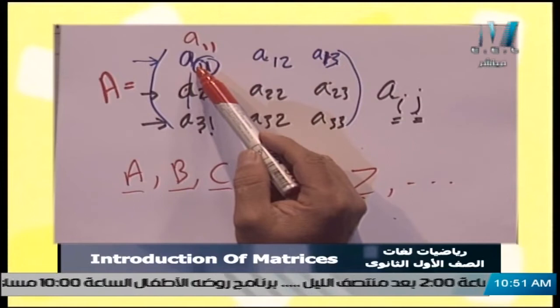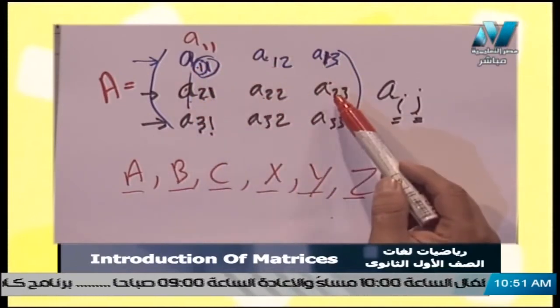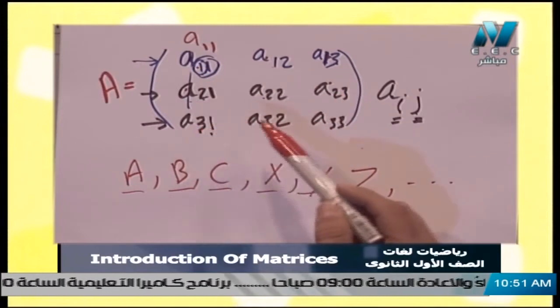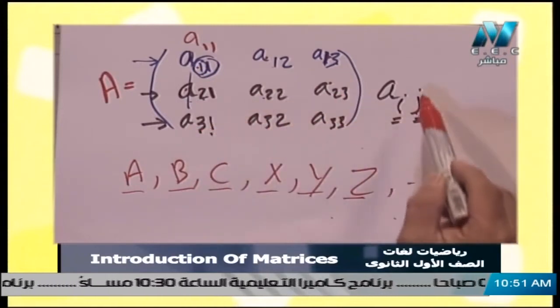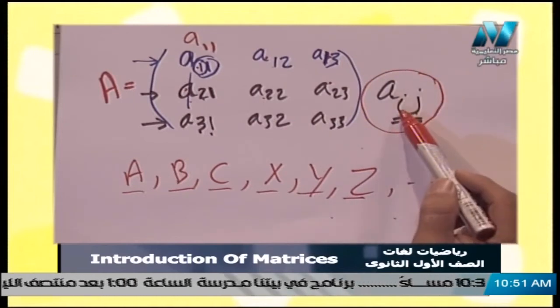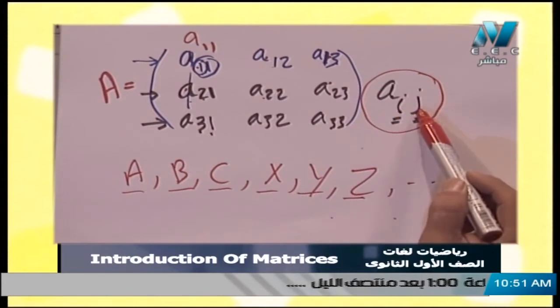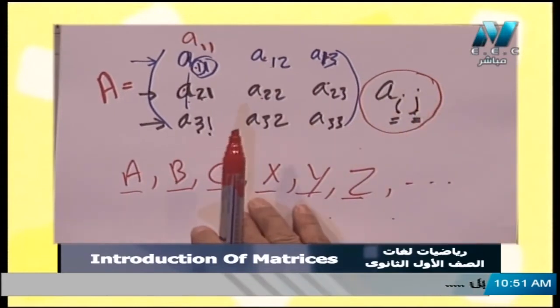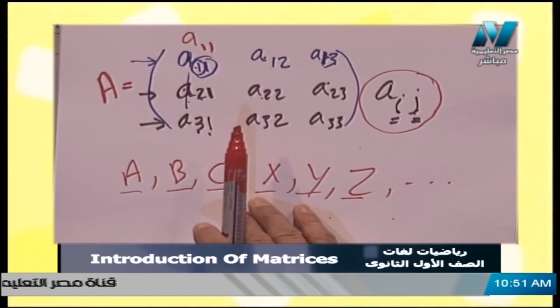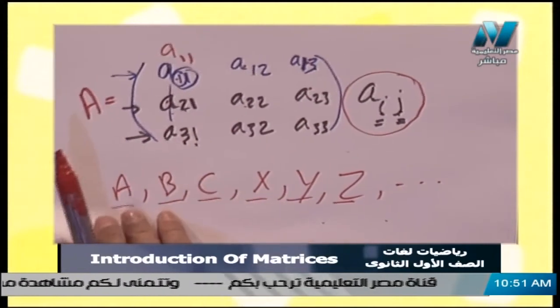This is A11, A12, A13, A21, A22, A23, A31, A32, A33, and generally we call it aij. i expresses the number of rows and j expresses the number of columns. Okay, let's now move to an example here.